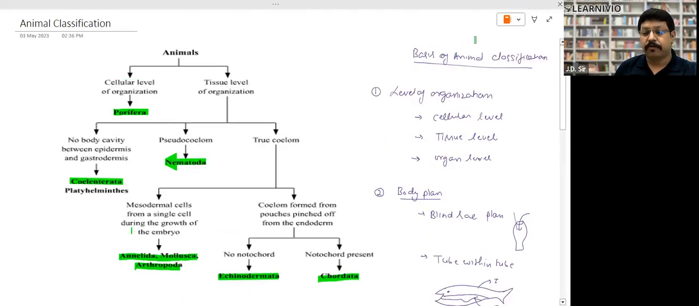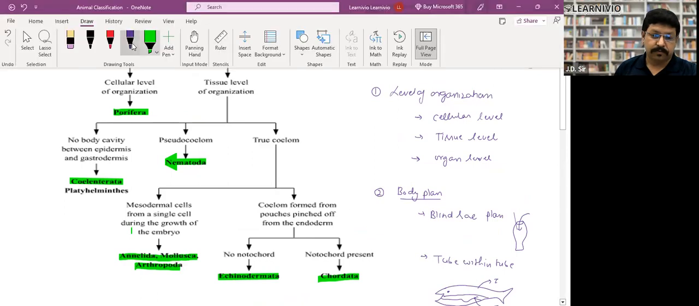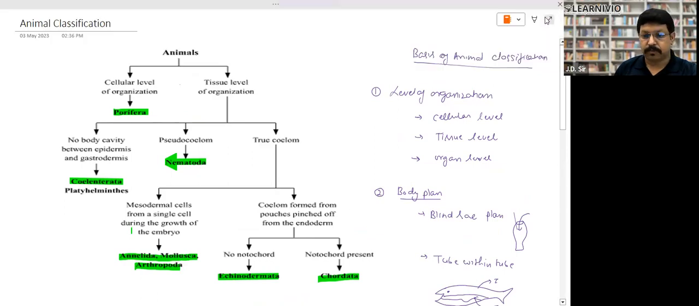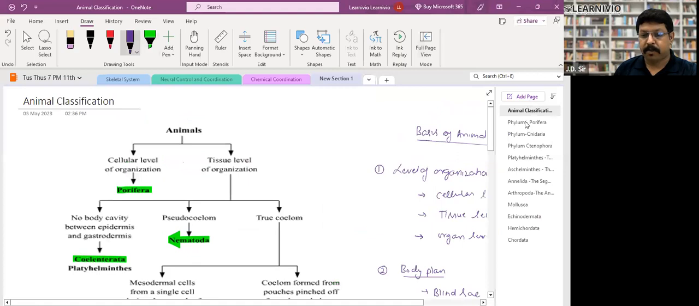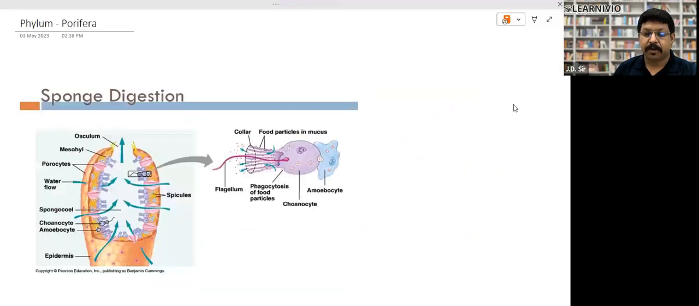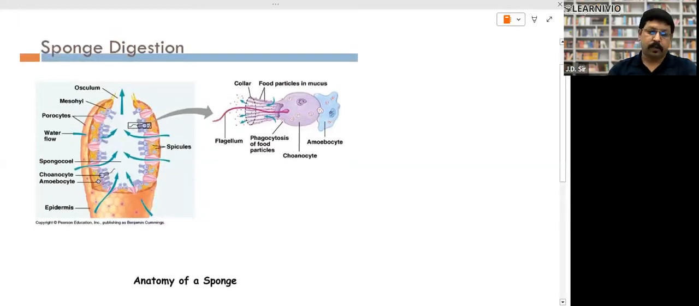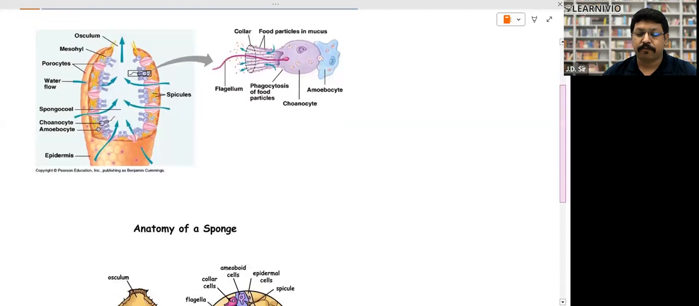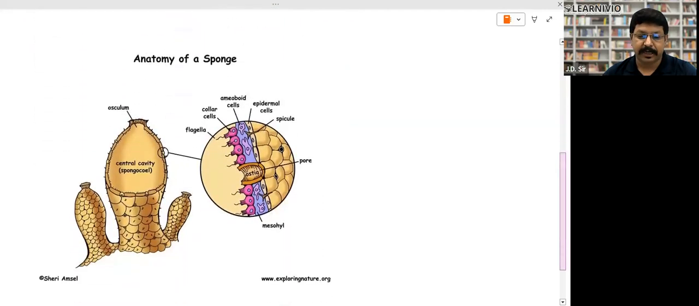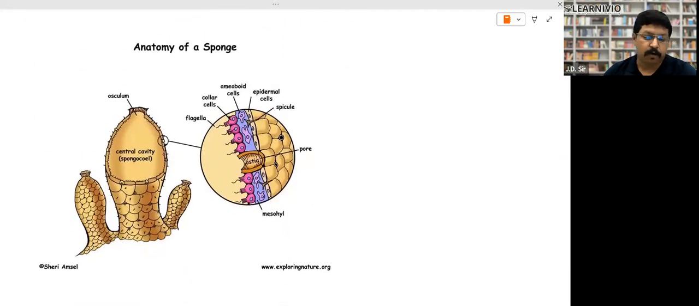Now we will see the phyla one by one. Phylum Porifera. The phylum Porifera is called the phylum of sponges, right? So these are the sponges. Sponges are just a collection of cells. We know the body of sponges is basically divided into two layers. Try to understand. This is the anatomy of sponges.